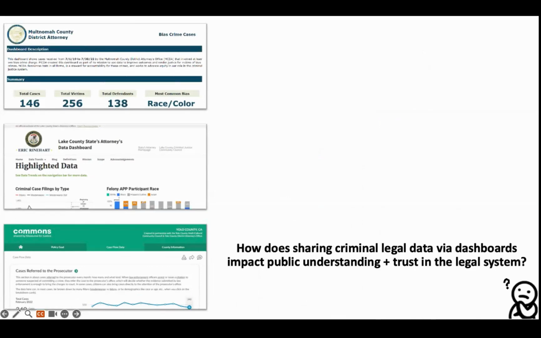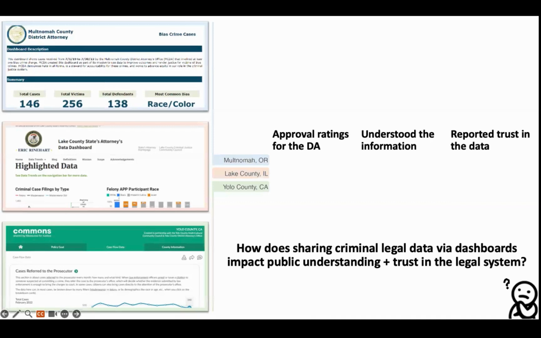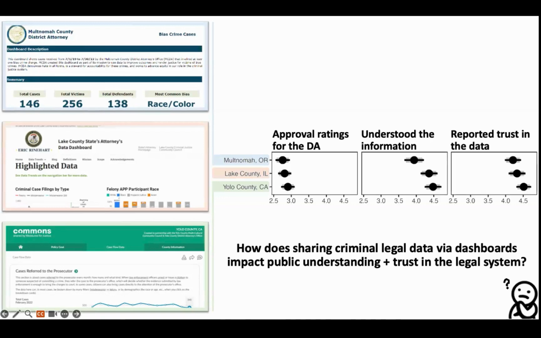And so you can ask the question of how does sharing criminal legal data using different dashboards influence people's understanding and subsequent trust in the legal system? We can show people who are looking at these dashboards very simple questions like, looking at this, how much do you approve of your local district attorney's work? How much do you understand the information? And how much do you trust the data and trust your local legal system? And this is generally what people said, right? These people are not necessarily from the county, but from all over the United States. We try to recruit a balanced number of Republicans and Democrats and people with different ideologies.